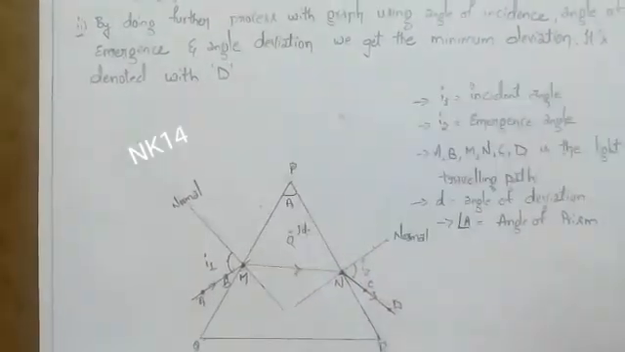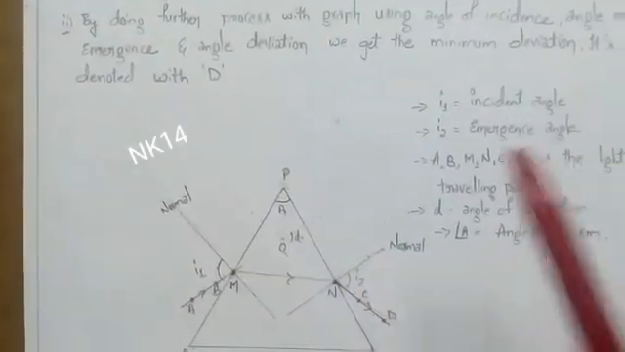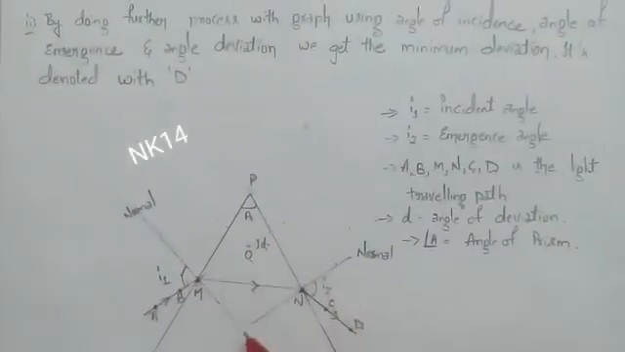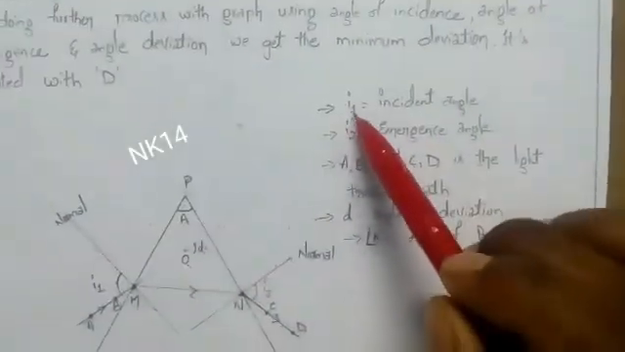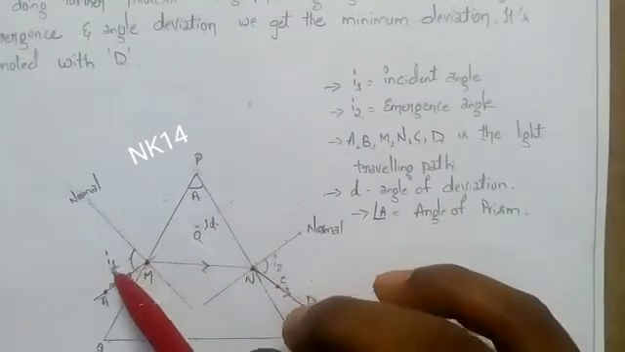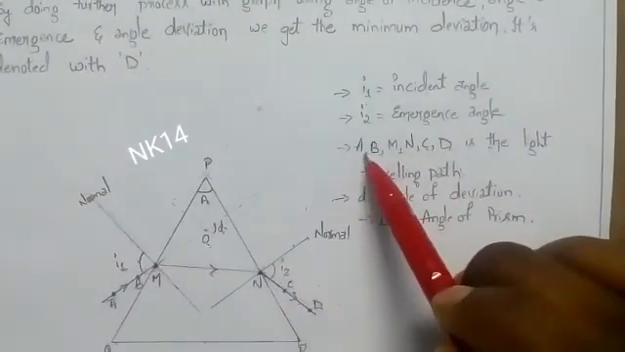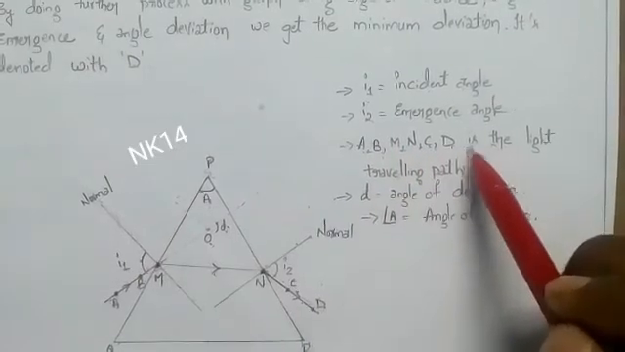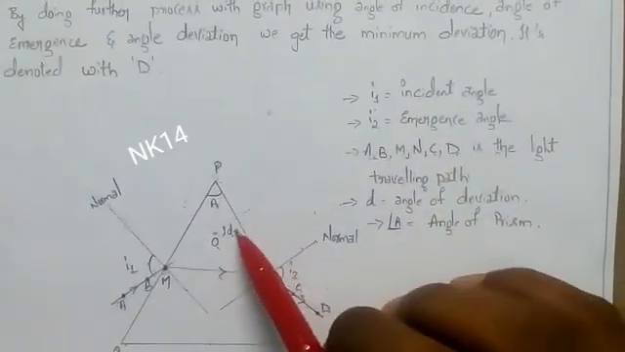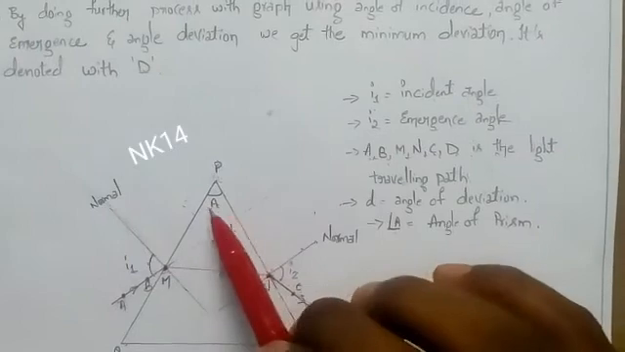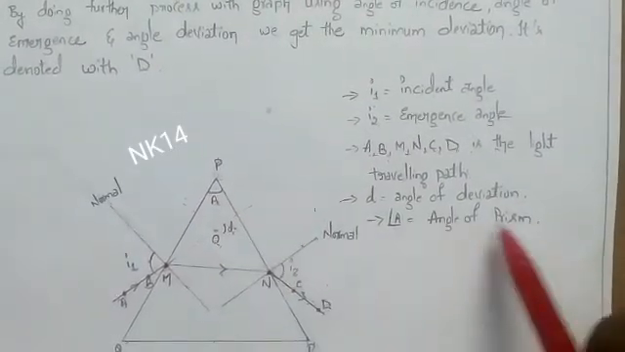Next, to find the angle of minimum deviation, I have explained. See, in this total diagram, the key points are I1, the incidence angle. Next, I2, the emergent angle. Next, the path of the light, AB, MN, CD, is the light path. Next, small d is the angle of deviation, and capital A is the angle of prism.